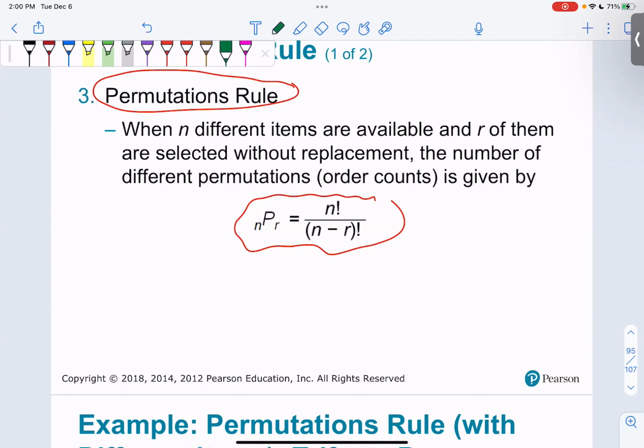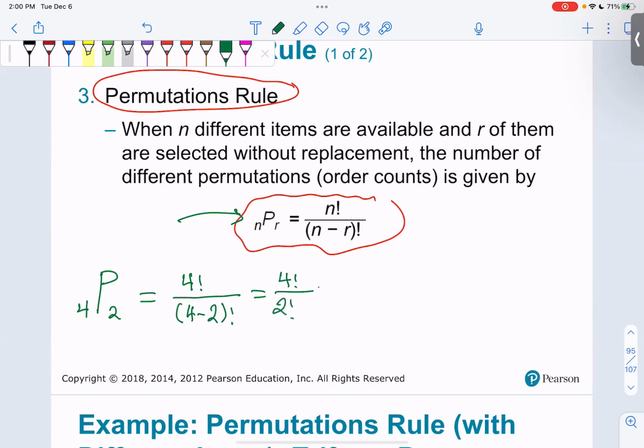If we have 2 out of 4, it will be n, which is 4 factorial, right? Divided by 4 minus 2, which is 2 factorial. Just applying this formula. It will be 4 factorial, and we have here 2 factorial. Then 4 times 3 times 2 factorial divided by 2 factorial, and this is equal how many? 12. It's 12. It's still too much, right?